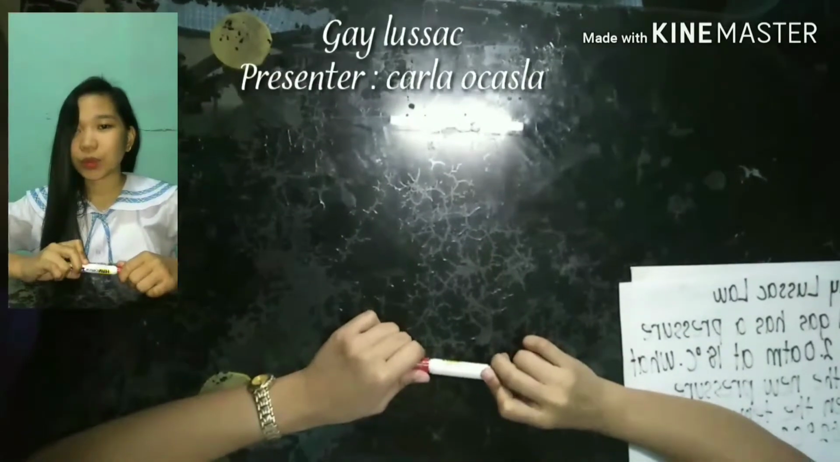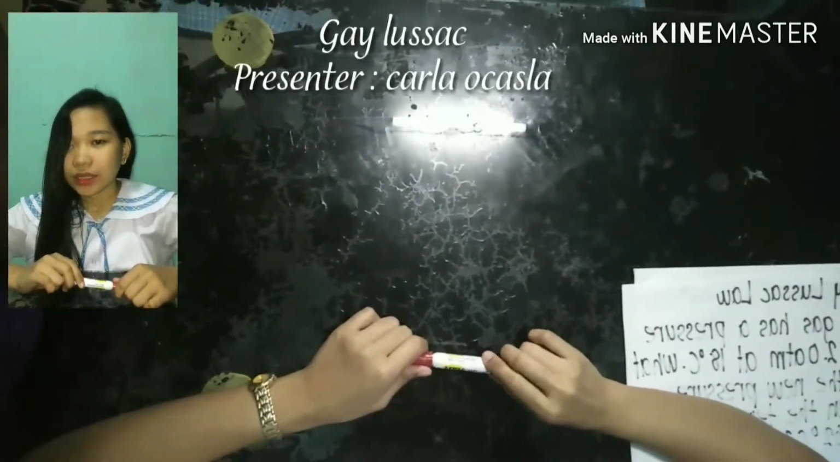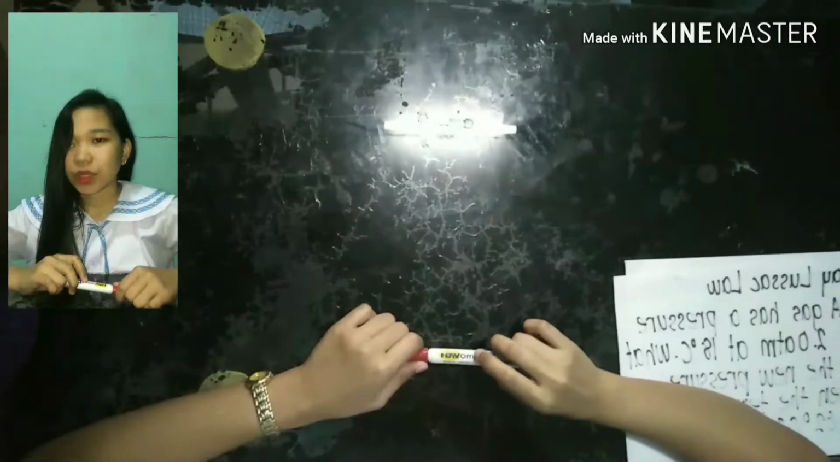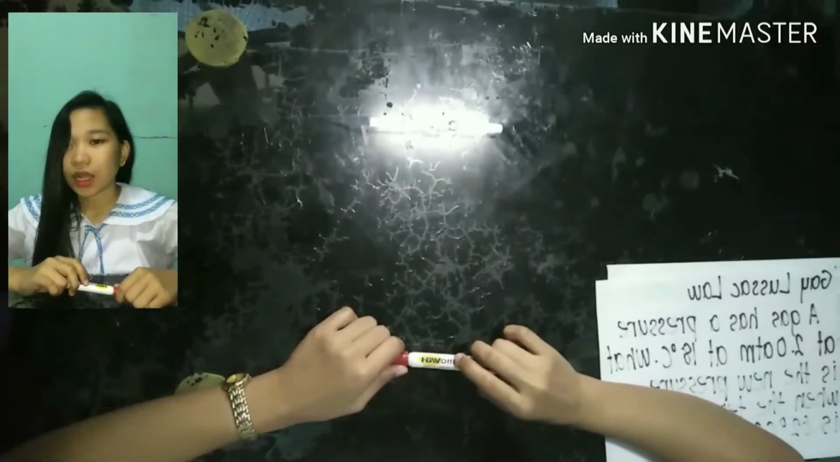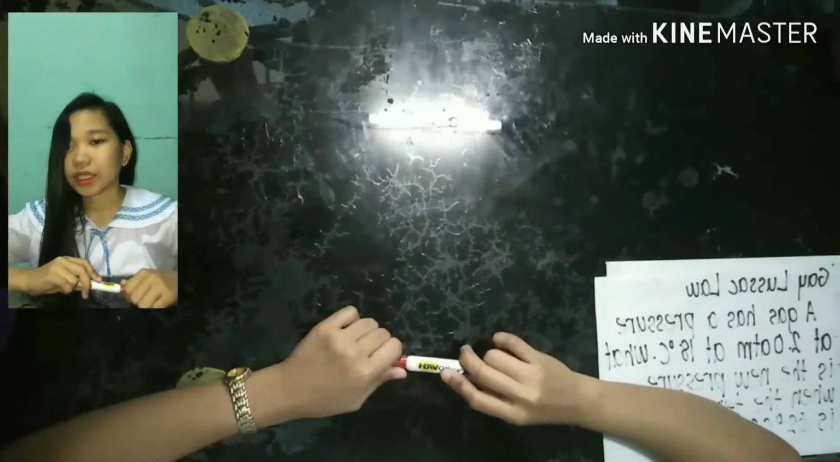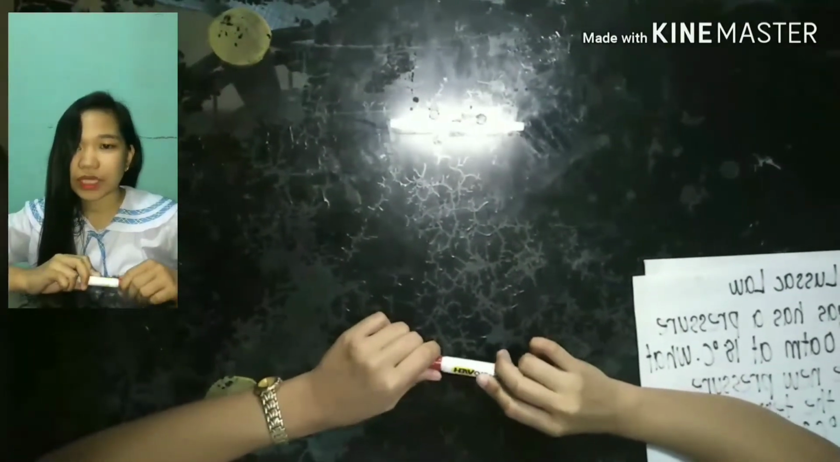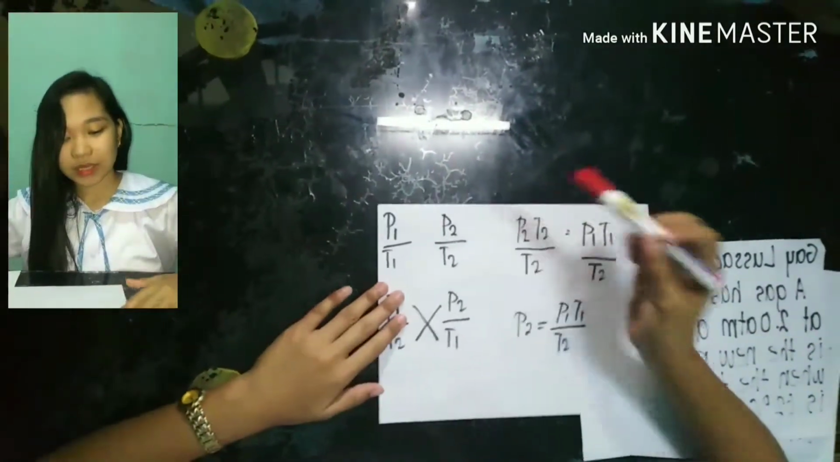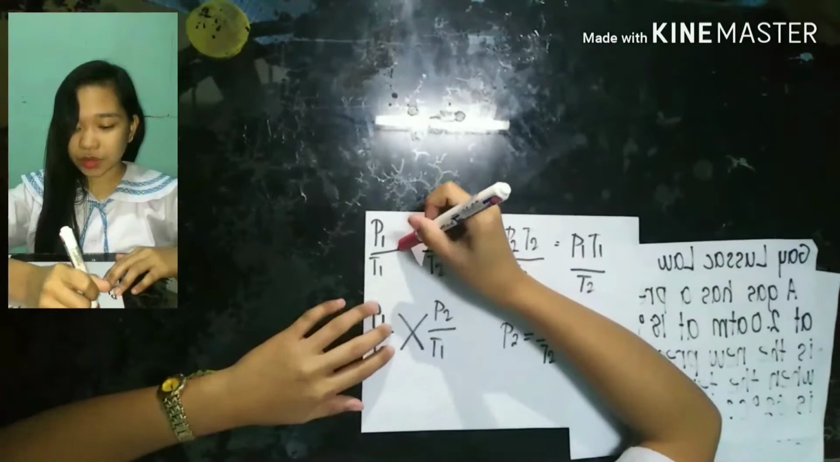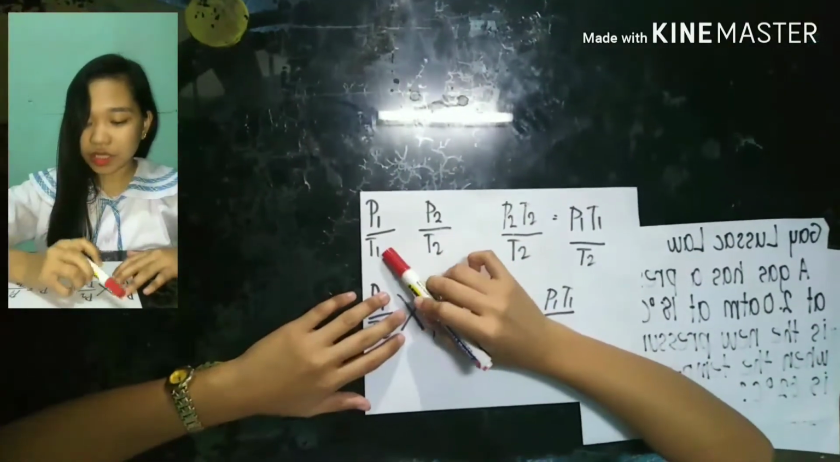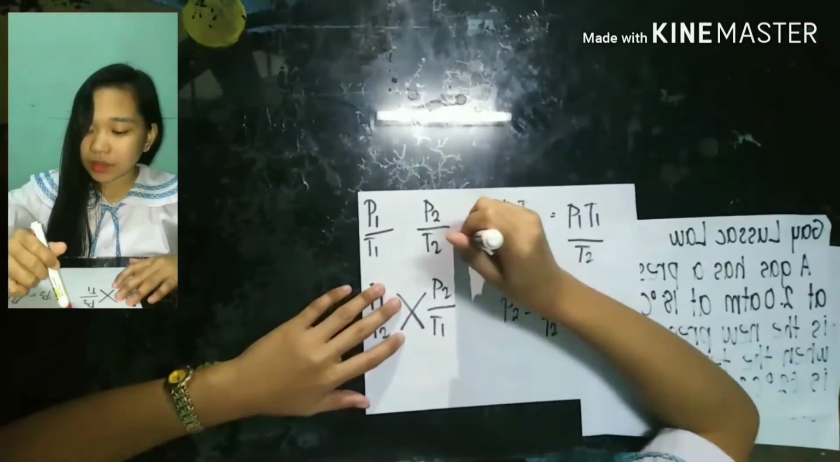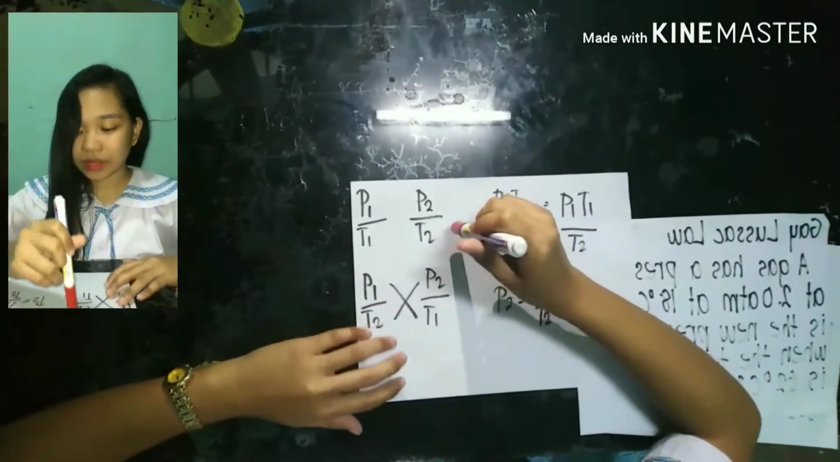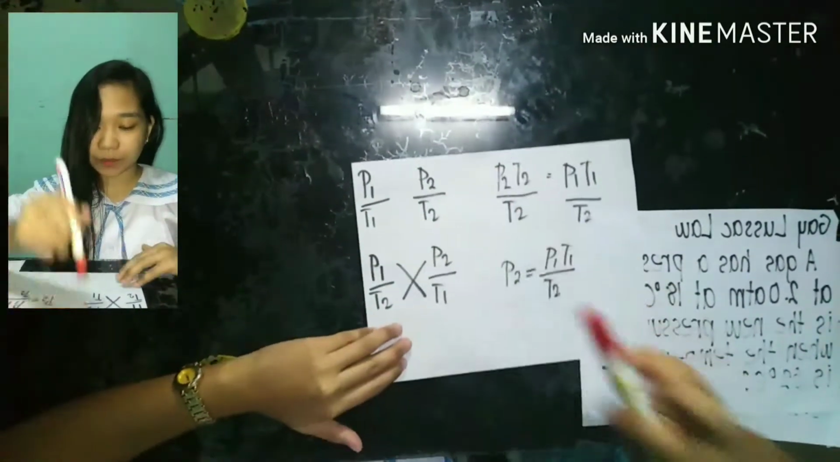Hi everyone, did you know what Gay-Lussac's law is? Gay-Lussac's law defines the relationship between the pressure and temperature of a gas. According to the law, when volume is held constant, the pressure of an ideal gas is directly proportional to the temperature. This is the formula of Gay-Lussac: initial pressure divided by initial temperature equals final pressure divided by final temperature.